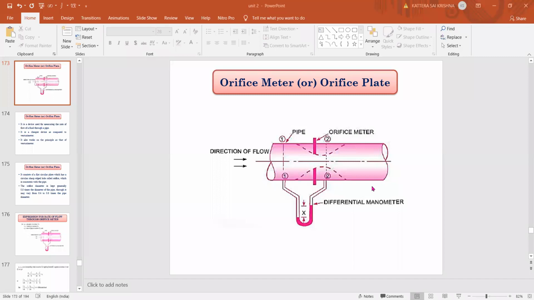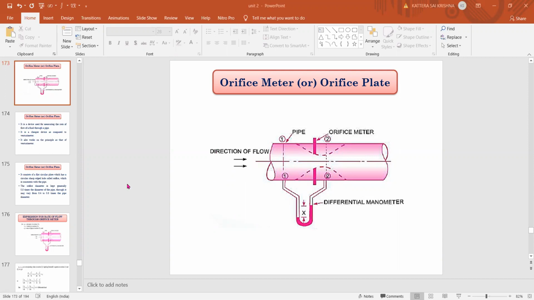So this is a pipe. In between the pipe where we want to find the discharge, that is, how much flow is going through this pipe, we have to place an orifice meter, which is just a circular disc with a circular hole, concentric to the pipe. The same concept applies. This is the diagram of the orifice meter. It is connected to a U-tube differential manometer to find the head value, H, or the pressure difference value. This is the direction of flow.